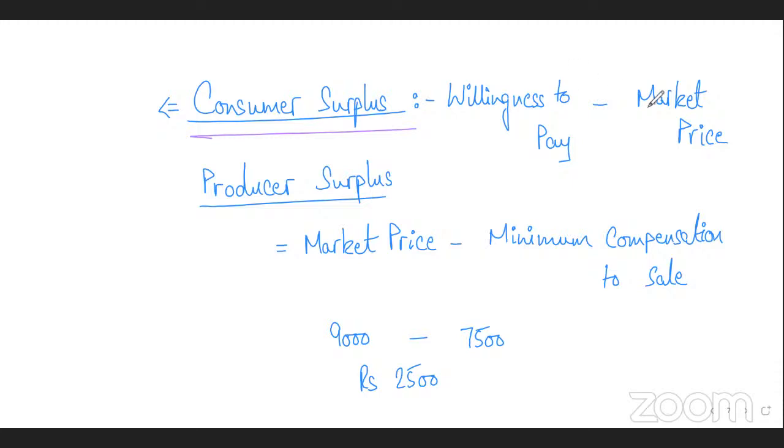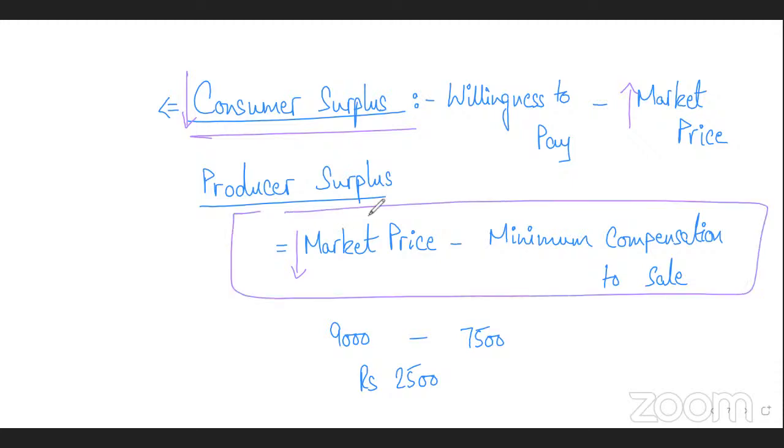Why? Because in both cases, what is going up? Market price is going up in this case. And in this case, for producer surplus, the market price that producers are now receiving is less. By looking at the formula, you can tell that willingness to pay is the same, market price is up. What will happen to consumer surplus? Consumer surplus will fall. And in the case of producer surplus, when market price is going down, because previously they used to get 100 rupees per packet, now they're getting 90 rupees per packet, and this being constant, obviously your producer surplus will go down.